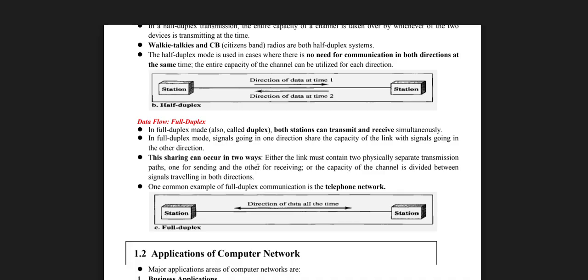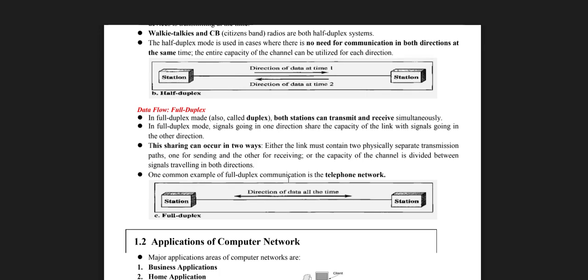Full duplex. In the full duplex, also called the duplex, both station can transmit and receive simultaneously. In a full duplex, signal going in one direction share the capacity of the link with the signal going in the other direction. This sharing can occur in the two ways. Either the link must contain the physically separate transmission path, one for sending and another one for receiving, or the capacity of the channel is divided between the signal traveling in the both direction. One of the common example is telephone.